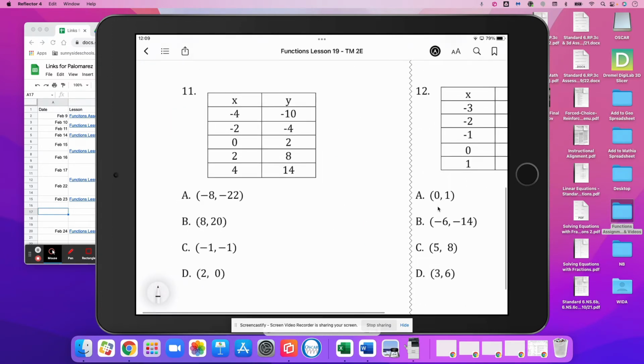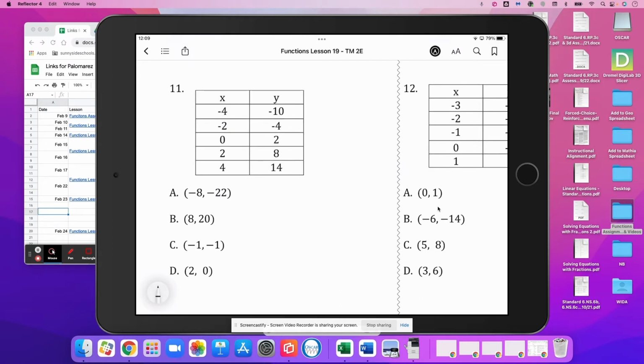So 11, we're going to have to come up with an equation and test it. Unless we can test some of these values in the table, it looks like the only one that I see that's in the table is 2, 0, D. And so here I've got a 2 for the x value, here I've got a 2 for the x value. 0 and 8 are not the same. So D is going to be out. The rest, it looks like I'm going to have to test them.